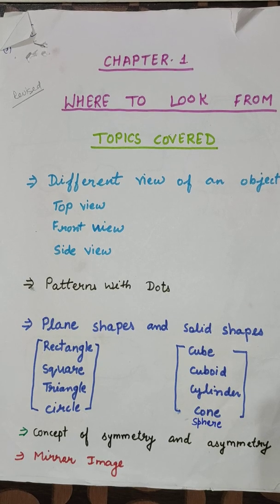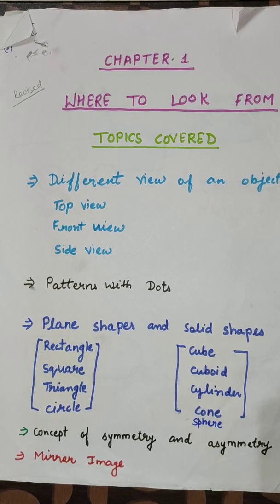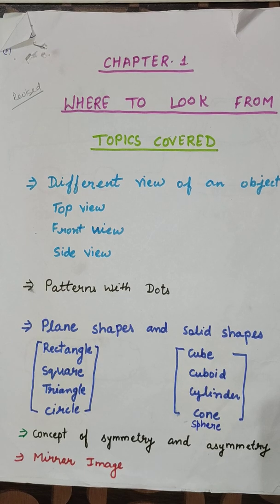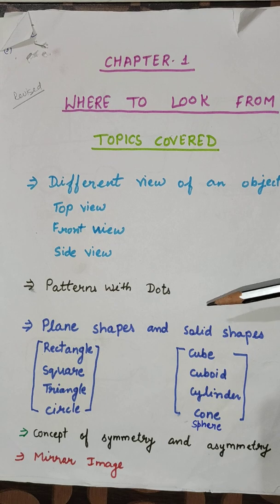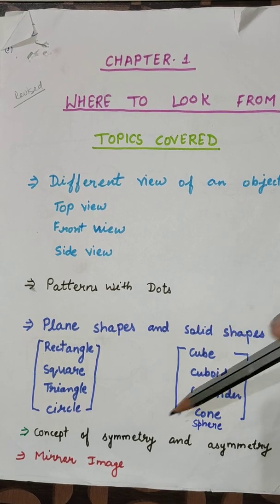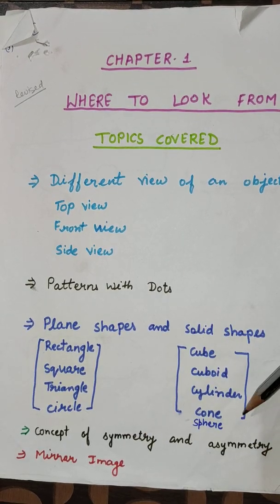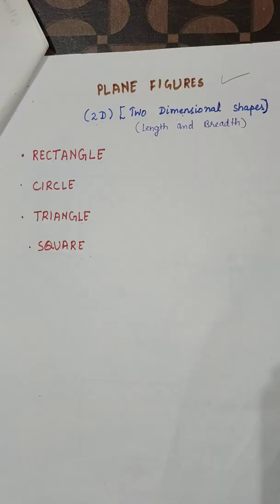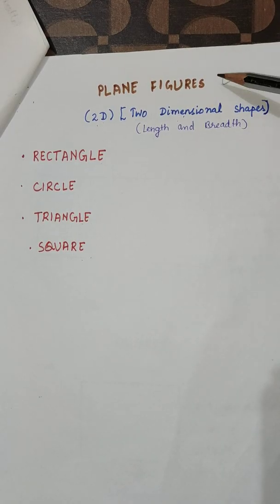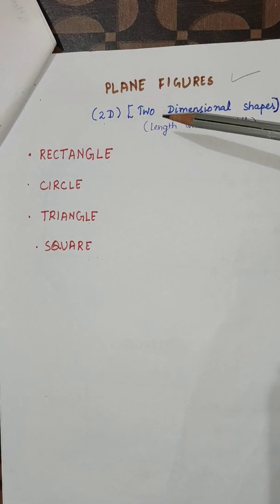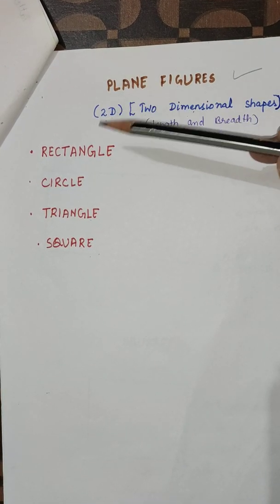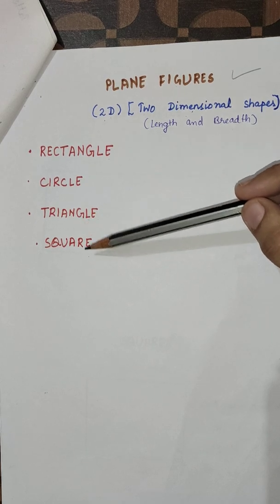Now today the first chapter of maths is Where to Look From. Here are different views of an object: top, front and side view. Now you are all clear about it. Now plane and solid shapes and the concept of symmetry and asymmetry we are going to learn. Plane shapes are also called 2D shapes. 2D means two-dimensional shapes, which have length and breadth. Examples are rectangle, circle, triangle and square.